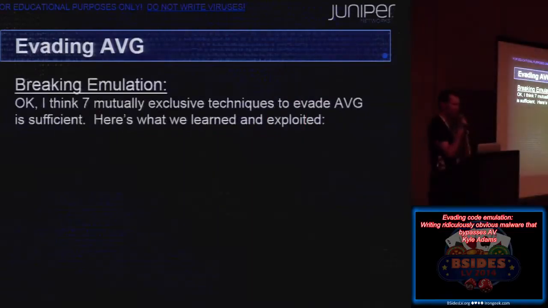So we got 7 mutually exclusive ways to evade AVG. And the theory here is if you use all 7 of these techniques, the likelihood that they're going to block every one of them is pretty low. And the likelihood that other AVs are vulnerable to the same evasion tactics, at least one of them, is pretty high. So it's nice to have all of those in our library.